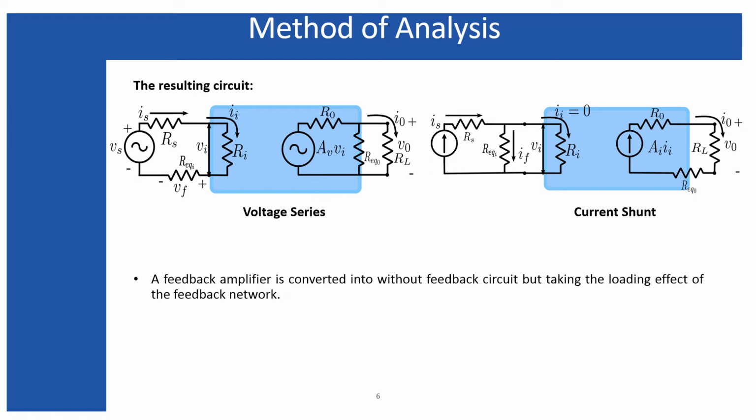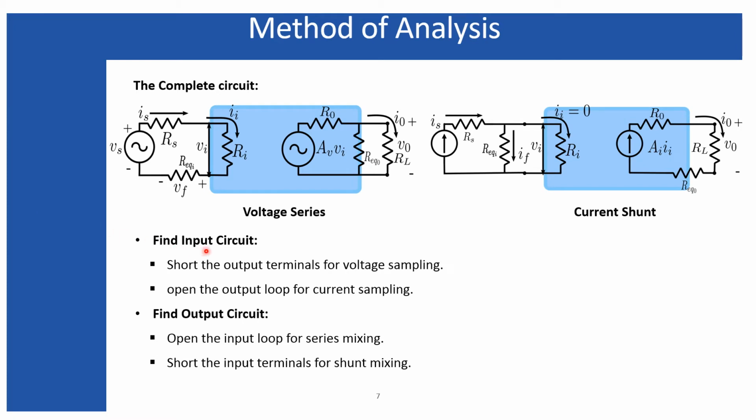So, in order to find the input circuit, always short the output terminals for voltage sampling and open the output loop for current sampling, like this, in this way. In order to find the output circuit of the base amplifier, open the input loop for series mixing in this case and short the input terminals for the shunt mixing, that means in this case. So these are basically general rules applicable for all types of feedbacks.